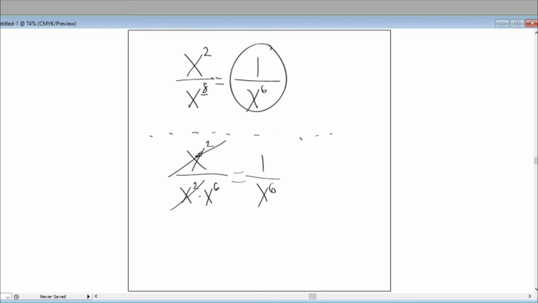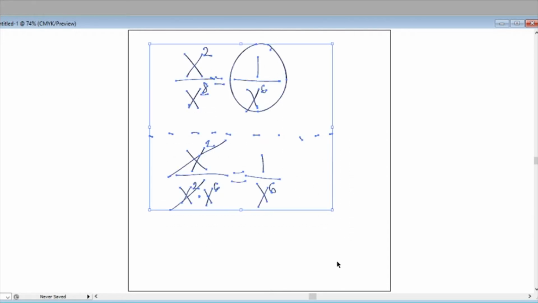Do I want you to do it this way? No. This is how I'm trying to explain why we get this 1 here. I'd rather you just say, all right, what is 8 take away 2? It's 6. Which one's the bigger number? It's on bottom, so that's where my x ends up. All right. So let's clear that off.